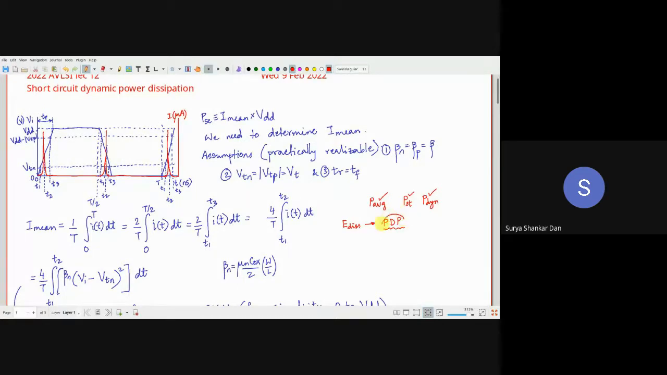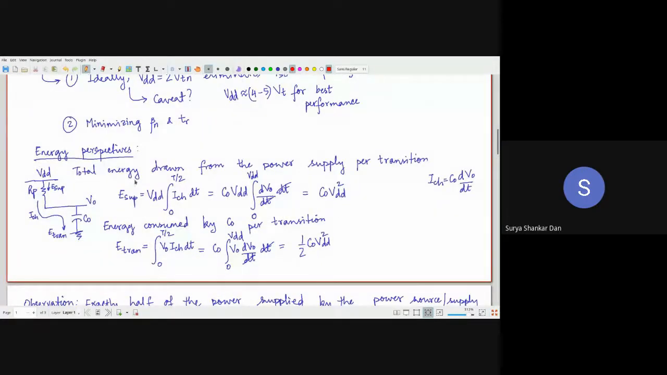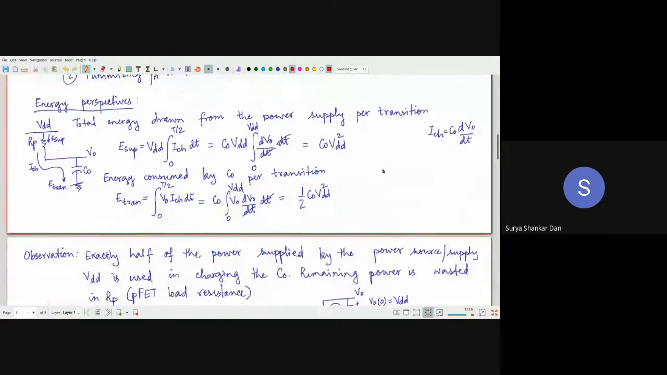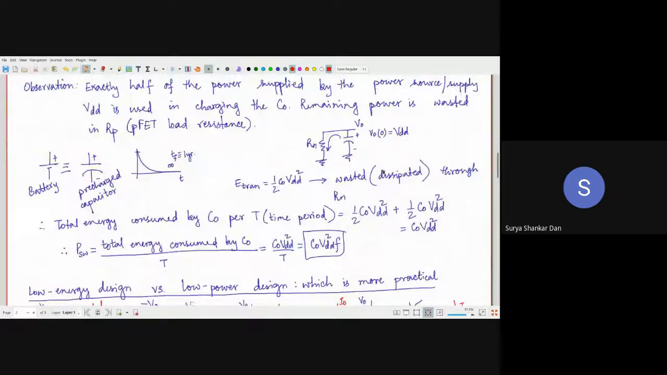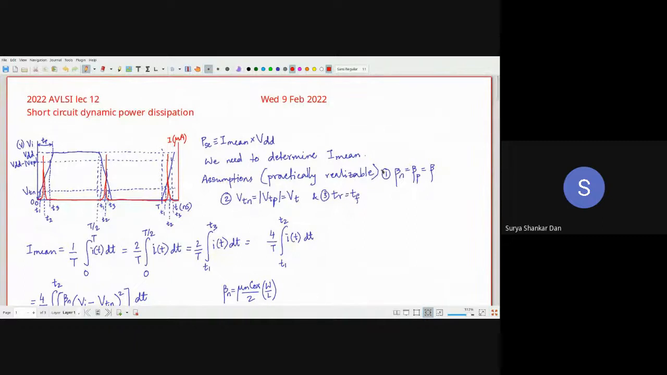So in the journals, you will notice people will be reporting PDP, power delay product, rather than this average power, static power, or dynamic power. Why? We will see it in the next class. Energy perspectives. So that will represent the total energy drawn from the power supply per transition. Okay, so why it is better and all that, we will essentially look into it later. So henceforth, whenever you are working in your project or anywhere, whenever you are speaking, you compare your circuits with respect to the power delay product rather than just the power.